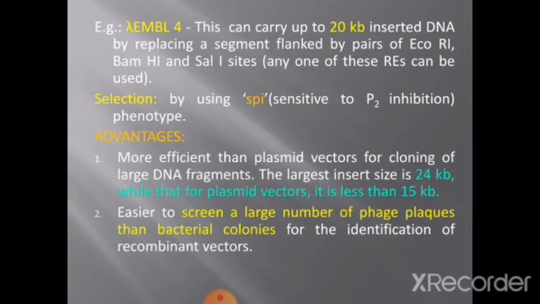Then it is easier to screen a large number of phage plaques in a culture plate than bacterial colonies for the identification of recombinant vectors. So two advantages are insertion of larger DNA segments up to 24 kb instead of 15 kb, and an easy selection method. These are the two advantages of phage vectors compared to plasmid vectors.